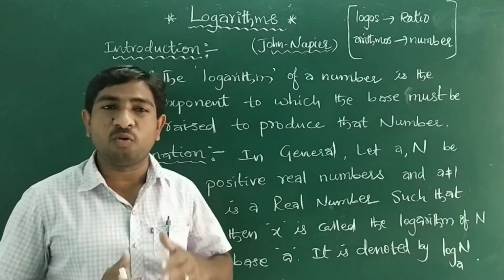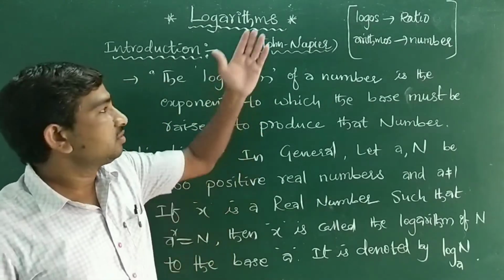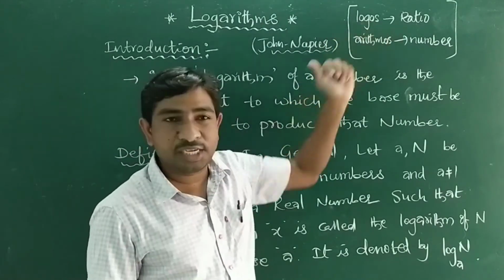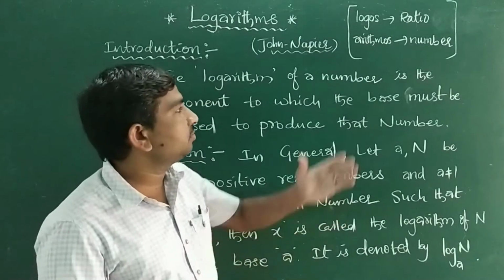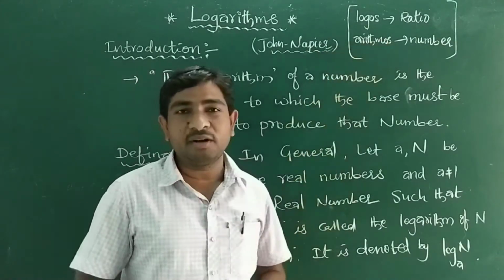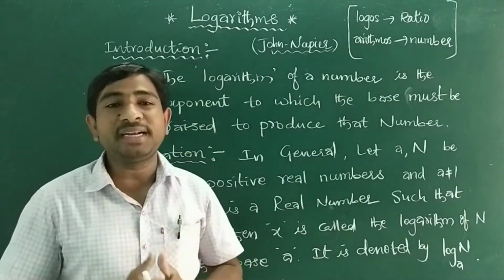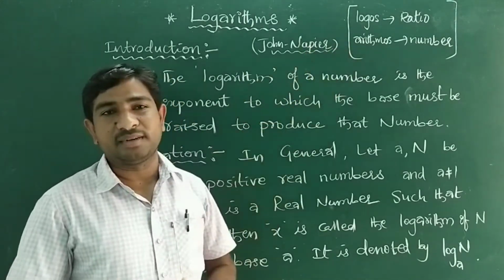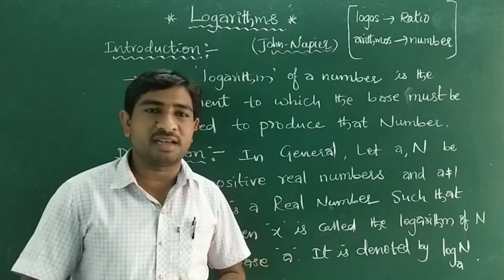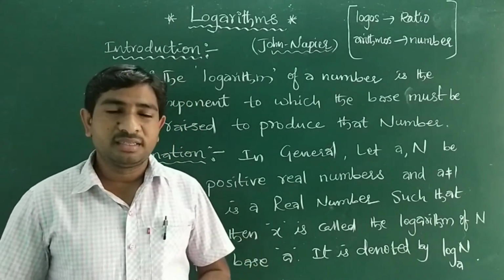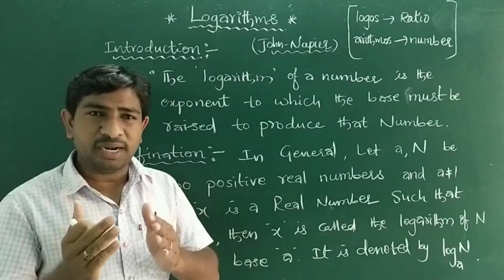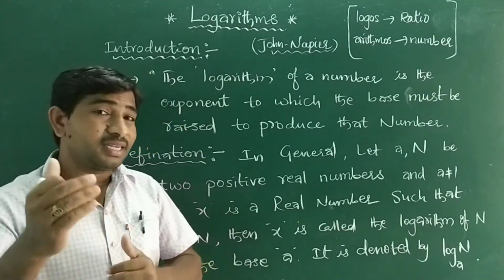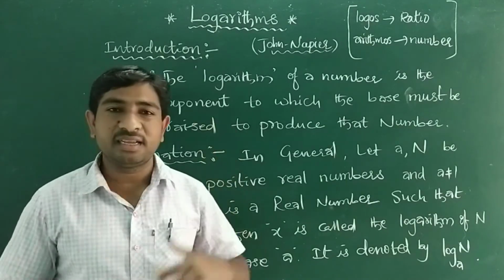The word logarithm is taken from the Greek words logos, which means ratio, and arithmos, which means number. The complete meaning of logarithm is ratio number. In earlier classes we already learned about exponents. Exponents and logarithms are both related topics, so if you understand exponents, you will find logarithms easy.